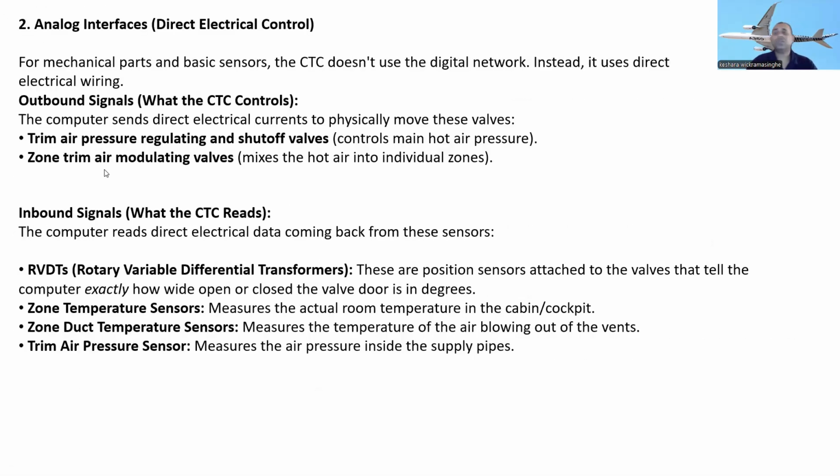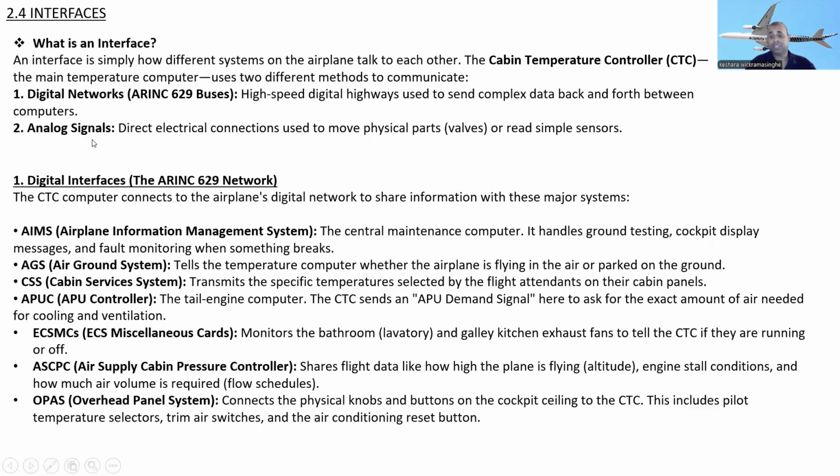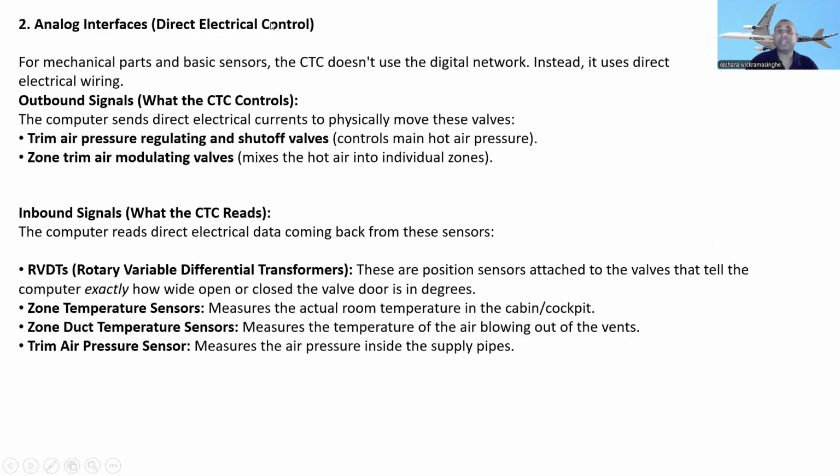All right, so those were the digital interfaces, and the next one is analog interfaces, direct electrical control for mechanical parts and basic sensors. The cabin temperature controller doesn't use the digital network; instead, it uses direct electrical wire. So, outbound signals, what the cabin temperature controller controls: the computer sends direct electrical currents to physically move these valves. The trim air pressure regulating and shut off valves control the main hot air pressure, and the zone trim air modulating valves mix the hot air into individual zones.